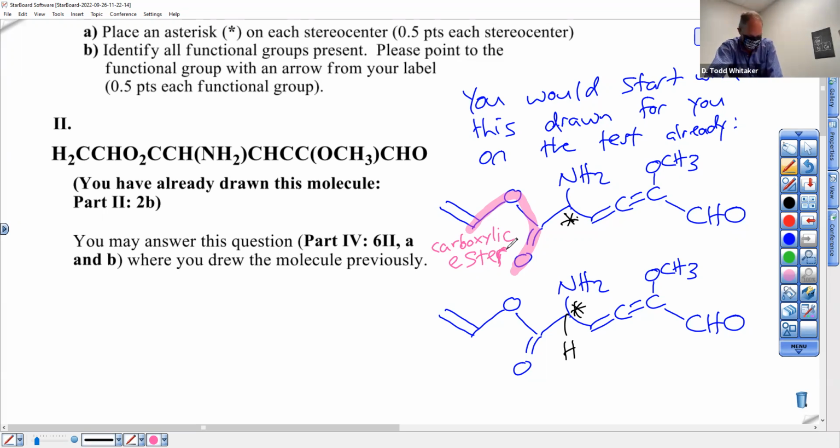Wait, why is that one the last one? The last? The one with the three. The three? This one? The one at the bottom. This one? Next one? Yeah, why is that one not on the card? That's an sp2 carbon. It's only got three groups, an OCH3, a CHO, and a C. It has to have four different groups attached to be a stereo center.